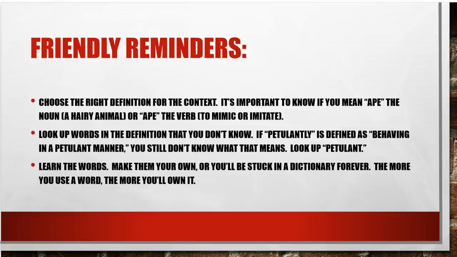Look up the words in the definition that you don't know. If petulantly is defined as insolent behavior or behaving in a petulant manner, you still don't know what that means. You're going to have to look up petulant or insolent or any of these other words that are unfamiliar to you. You're going to have some patience in tracking it down. And then once you've looked it up, you're not done. You actually have to learn the words. You've got to make them your own, or you'll be stuck in a dictionary forever. The more you use a word, the more you'll own it. So it's important to try using it as often and as soon as you can after you've tried to learn it.